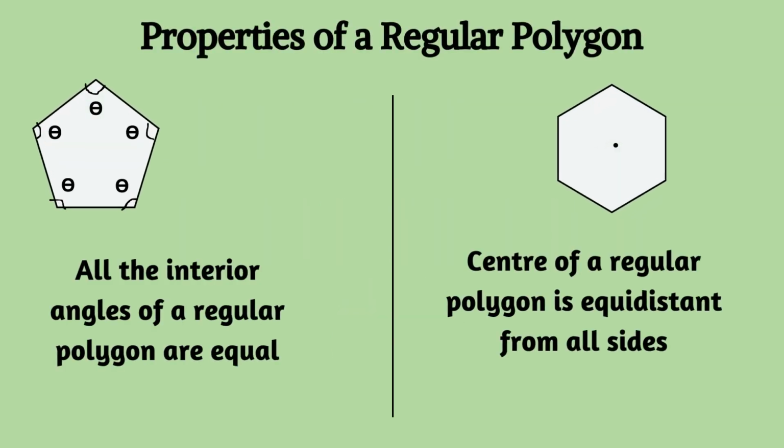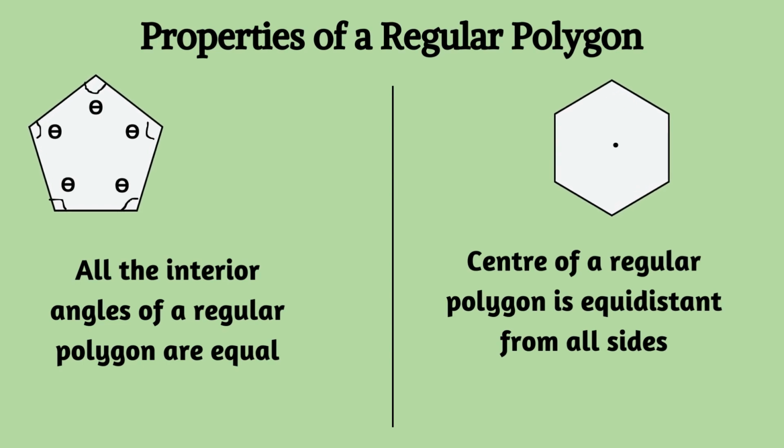Next, you need to keep in mind two main properties of a regular polygon. First one is all the interior angles of a regular polygon are equal. Here, angles marked as theta are interior angles. And second one is the center of a regular polygon is equidistant from all sides.